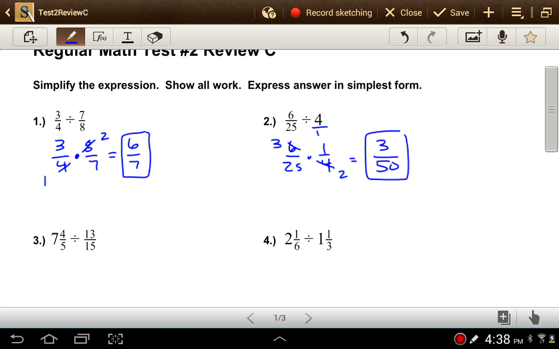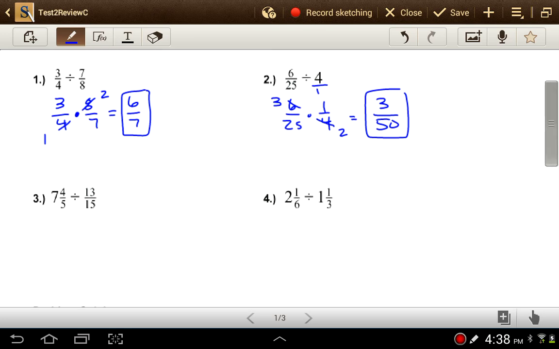Okay. Number 3, if there's a mixed number involved, I need to turn that to an improper fraction first. 7 times 5 is 35, plus 4 is 39/5, divided by 13/15. Then I'm going to rewrite it as a multiplication problem. So it's going to be 39 over 5 times 15 over 13. I look at my crosses. Well, 5 goes into 15. So 5 divided by 5 is 1. 15 divided by 5 is 3.